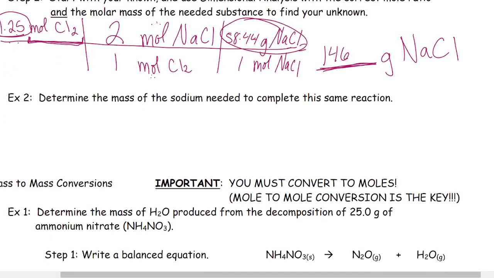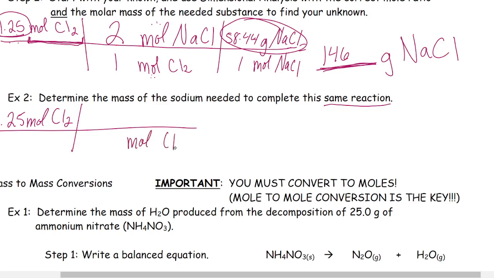All right, the next example says, determine the mass of sodium needed to complete the same reaction. So if it's the same reaction, that tells me same given information. So I'm going to use, again, 1.25 moles of Cl2. I'm going to bring moles of Cl2 to the bottom. I'm going to keep my line going. I keep making it too short. And I know way at the end, what is the unit going to be on my final answer? Grams of what?